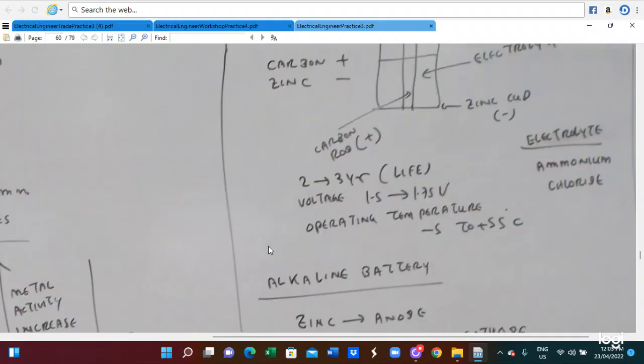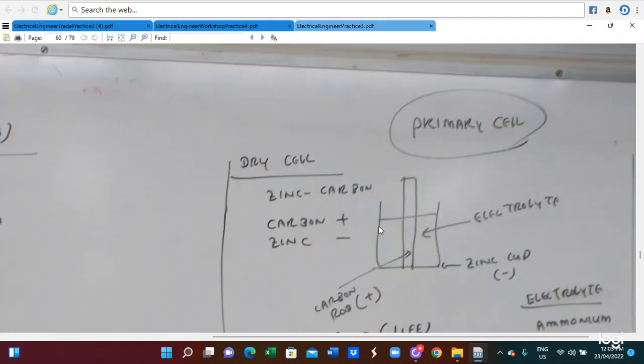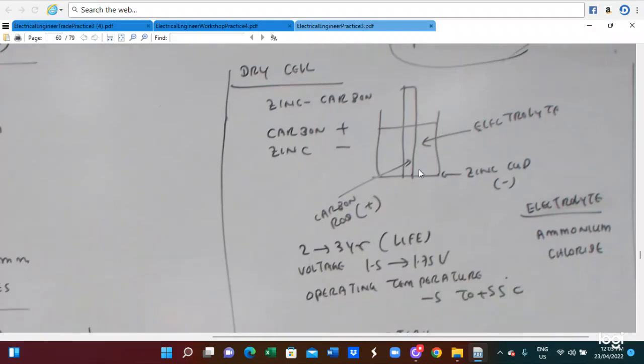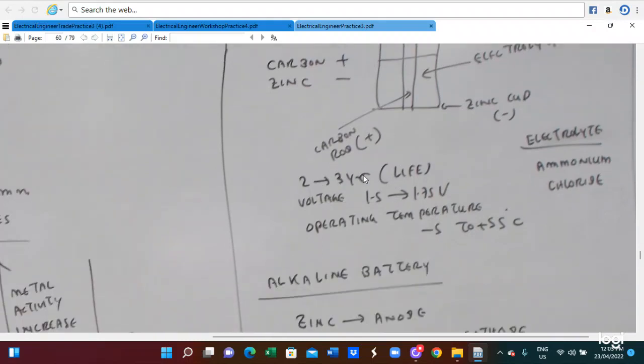So this is a dry cell, a primary cell, a dry cell. This is the zinc carbon combination with this electrolyte. Zinc is the negative, carbon is the positive. The voltage is 1.5 to 1.75 volts. Operating temperature is -5 to 35 degrees centigrade. The electrolyte utilized is ammonium chloride.